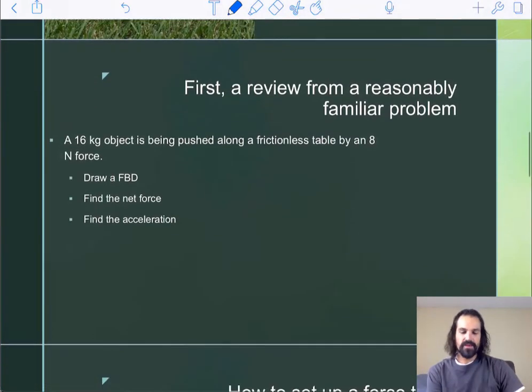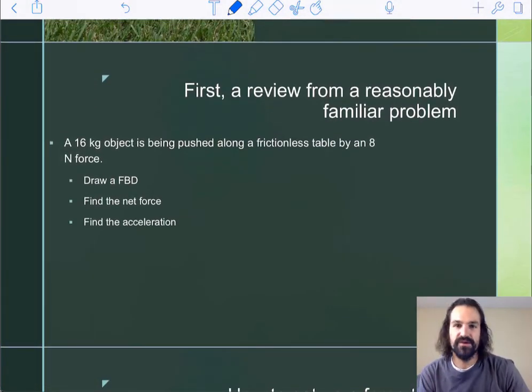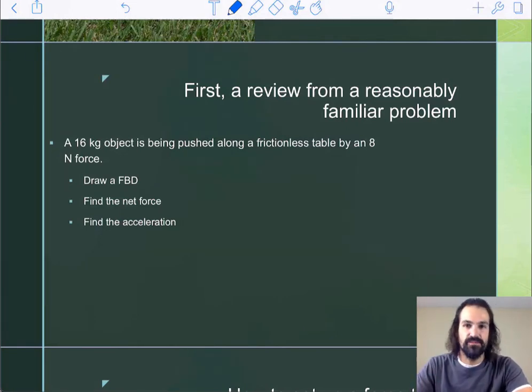All right. So we're going to reintroduce a familiar problem and use it to introduce how to set up a force table so that when we get to the more complex problems, you guys are ready to rock and roll. So let's look at this example.